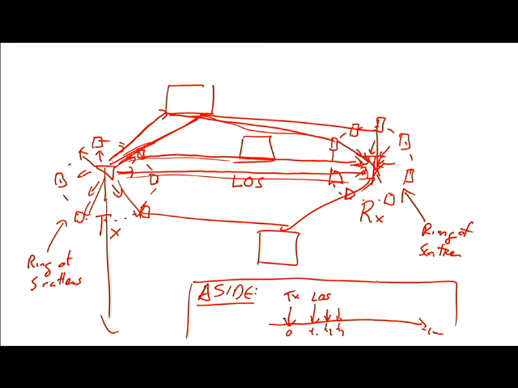And now here's where multipath kicks in. There are two paths that arrive at the same time at T4. This is what I'm worried about. So first of all, the amount of time that it takes for an electromagnetic wave to get from the transmitter to the receiver is finite.